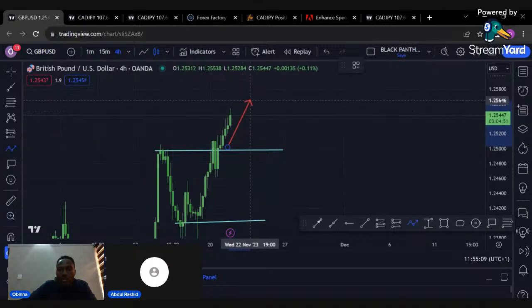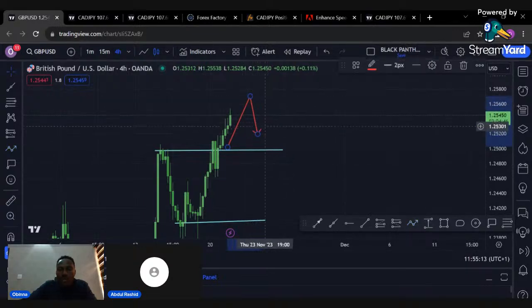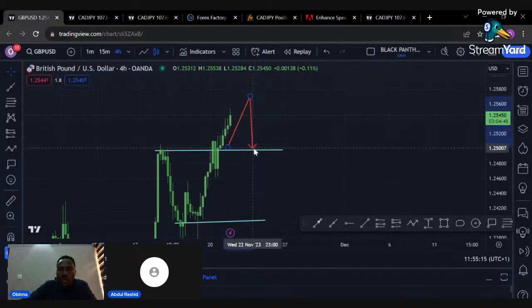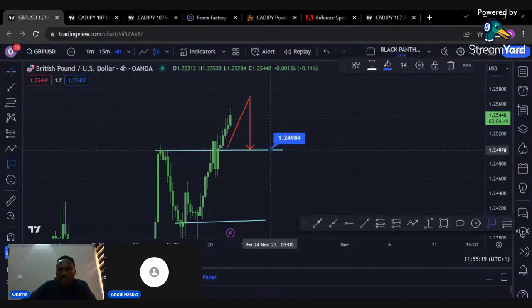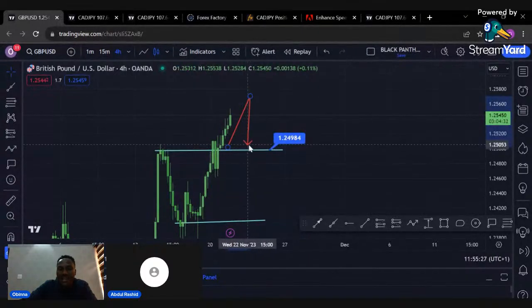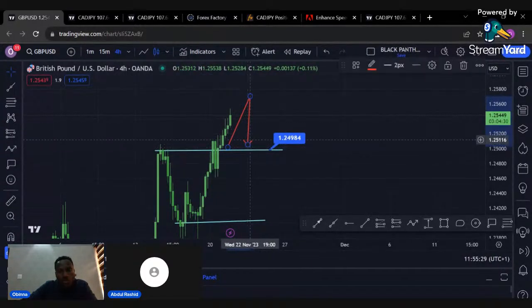Based on the higher time frame, I'll say that price has pushed. So what you want to see is for price to pull back small. You want to see price pull back to this key level here. So let me put it here. This is 1.24984. You want price to push back to this place for you to look for buys here. That's what you want to do.